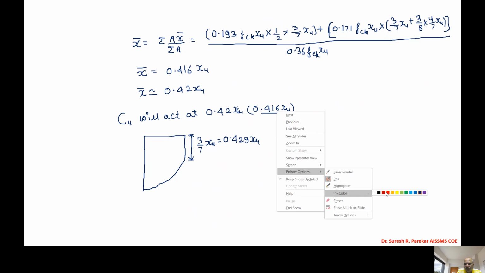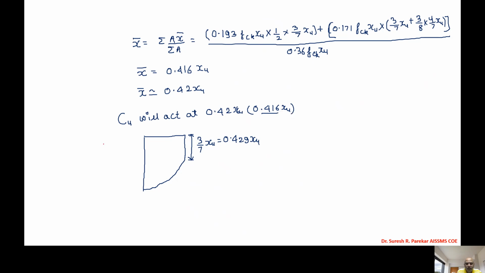So your compressive force will act in a rectangle. You have the rectangle till this. So in the rectangle you have Cu, and this will act at 0.416 Xu. So my Cu is in a rectangular portion. This is most important because in the oral you may have to face this question. So now we have this value.